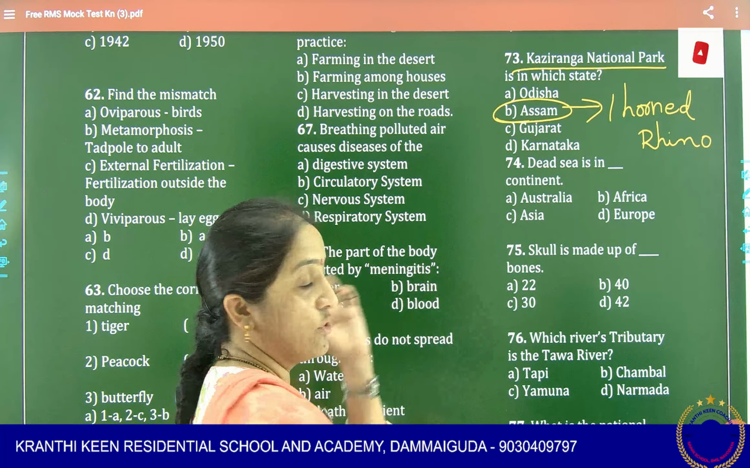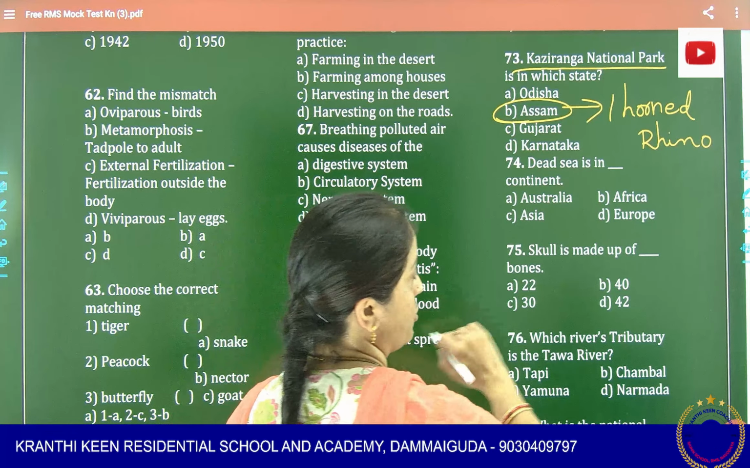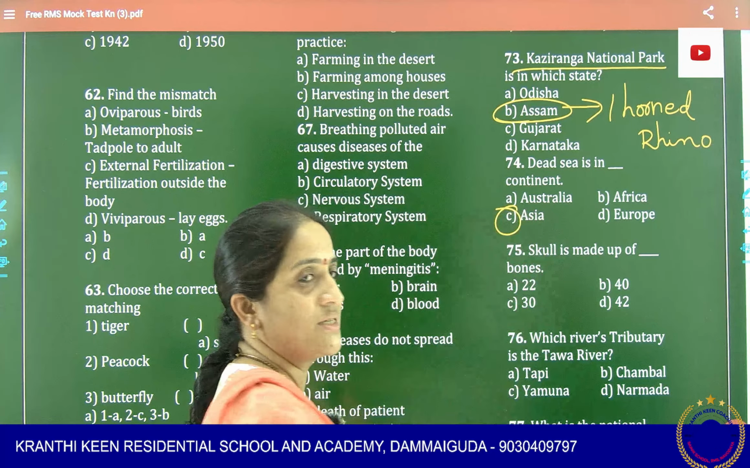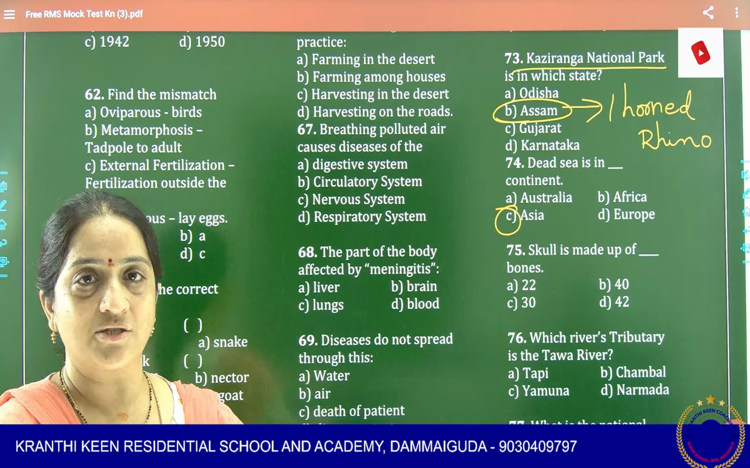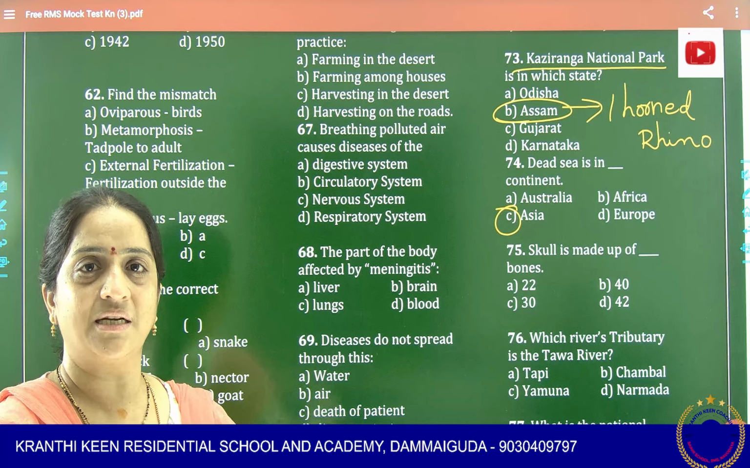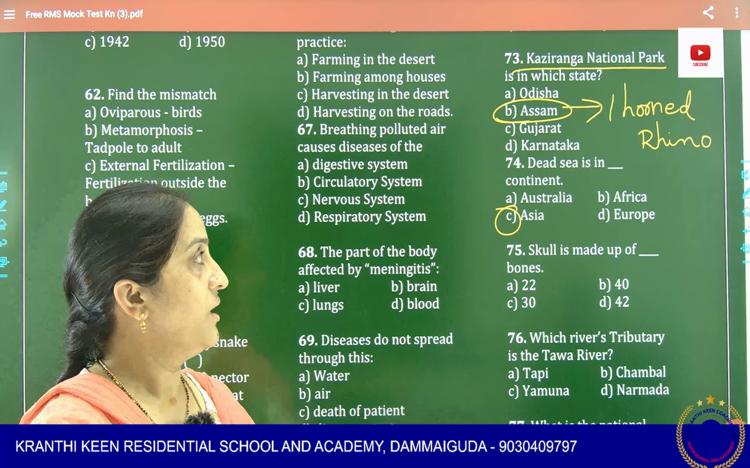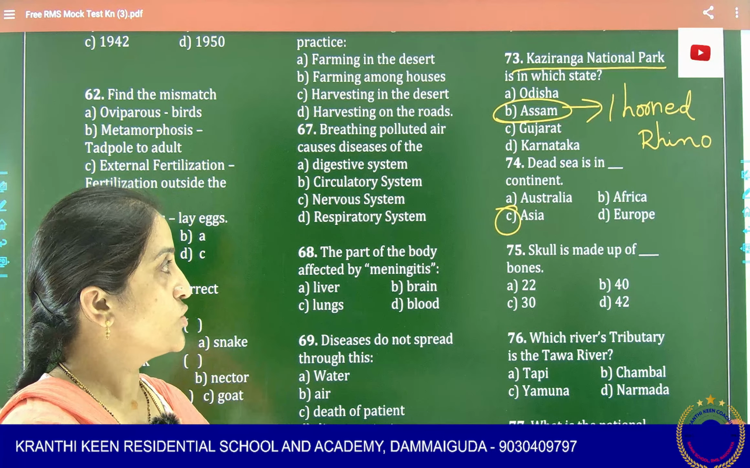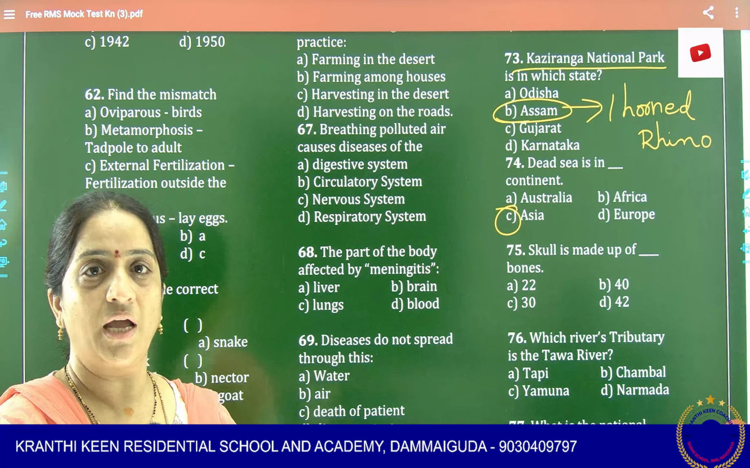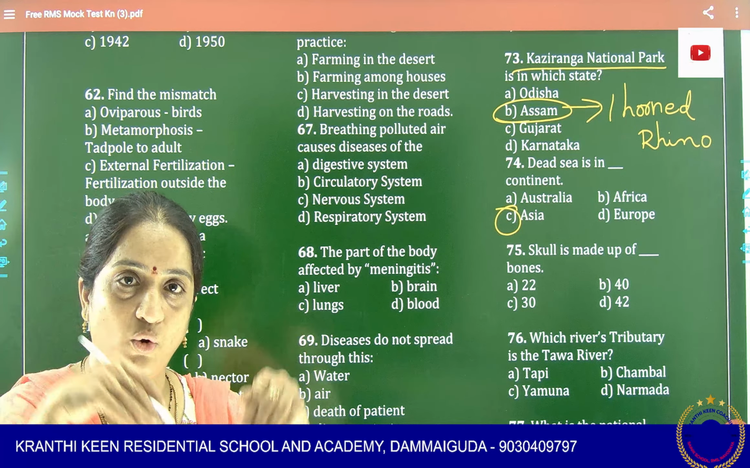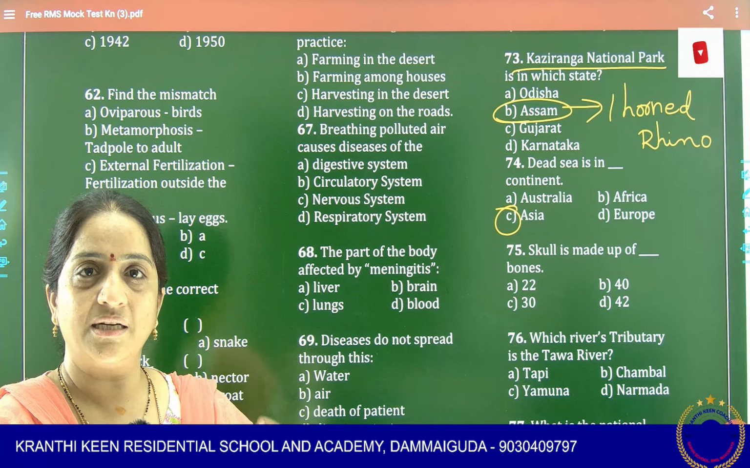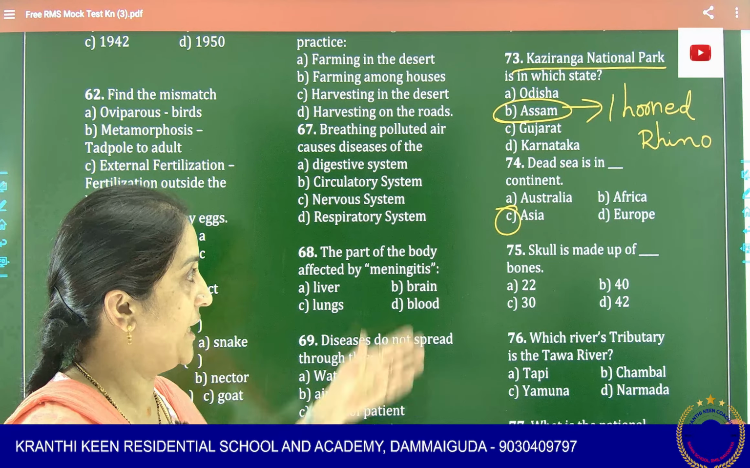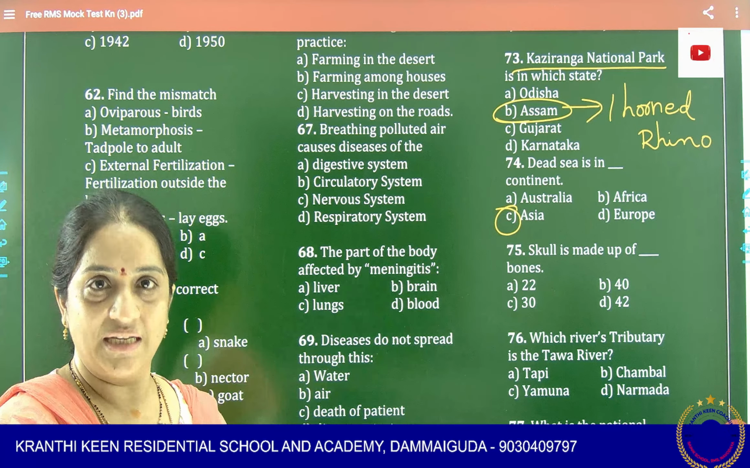74th question. The Dead Sea is in which continent? The Dead Sea is the saltiest sea, where no macro or micro plants or animals can live, as it is the saltiest among all the seas. That is why people go there to enjoy. They can't sink; they simply float on the water as it contains more salt. It is in Asia, near Israel.